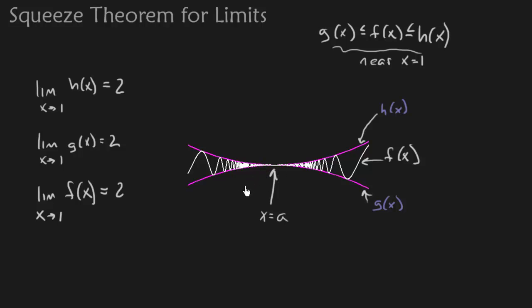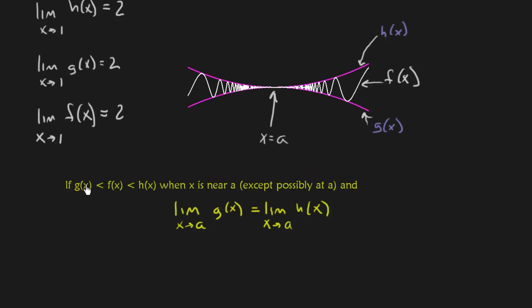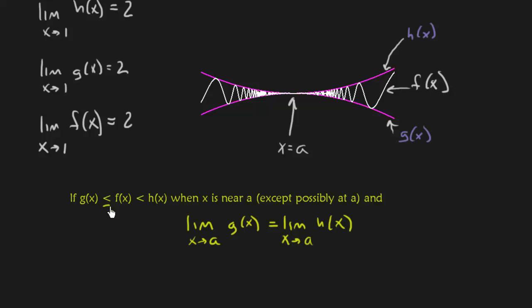So let's go ahead and write down the formal theorem. Suppose you have three functions. You have g of x less than f of x less than h of x when x is near a, which is kind of what's happening here. You've got h and g. The "except possibly at a" means that I could have actually had an open dot and a specific value for f somewhere else. But again, remember, limits don't care about specific y values at a.